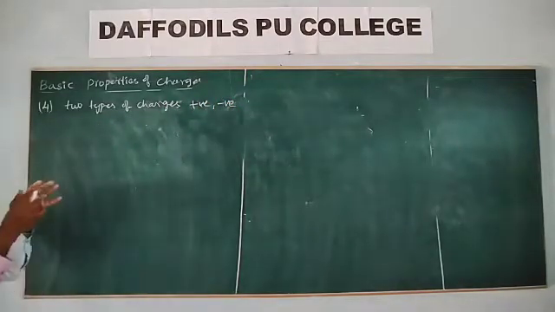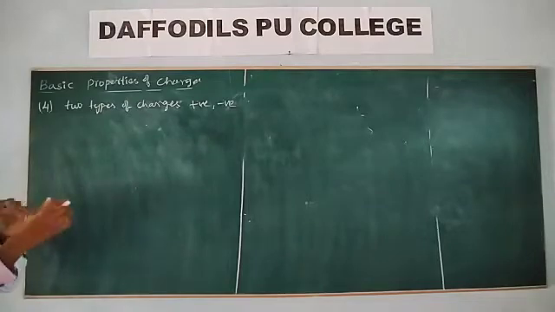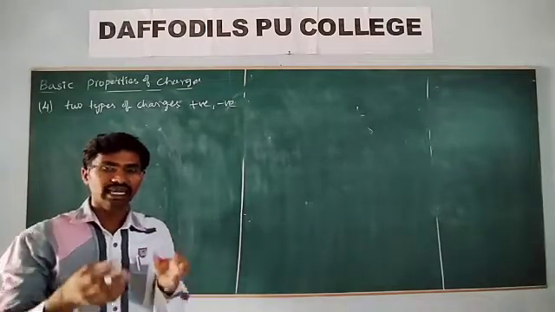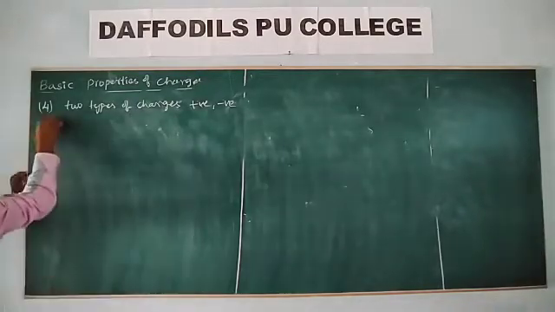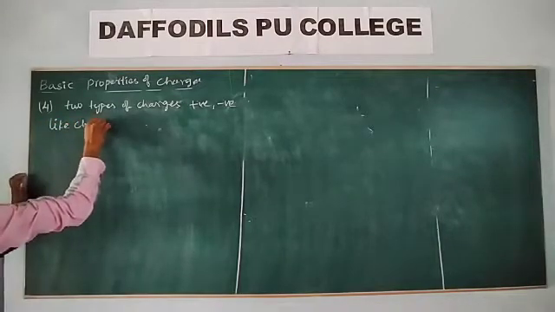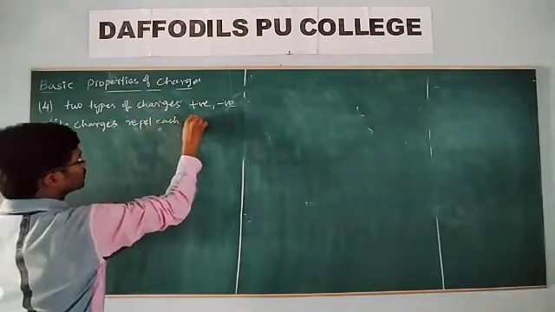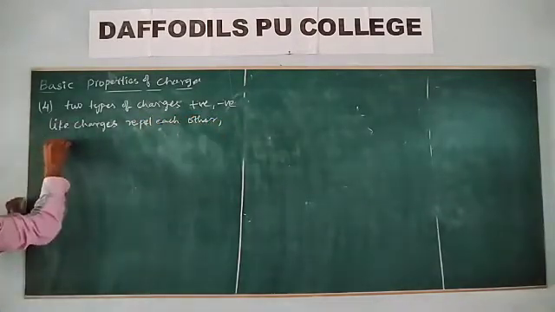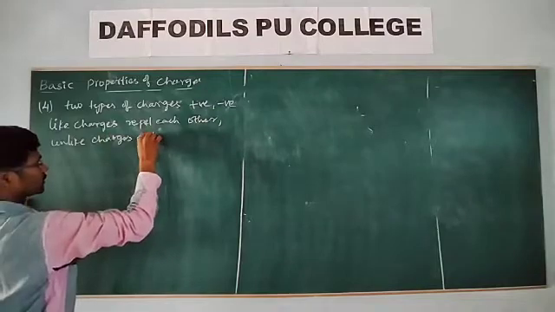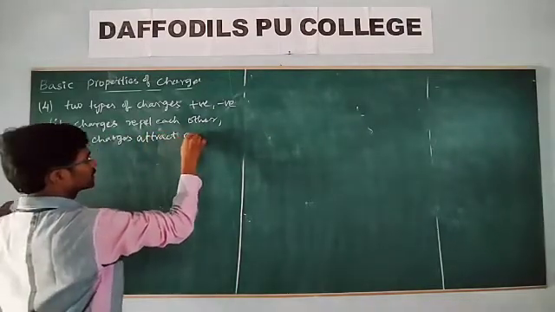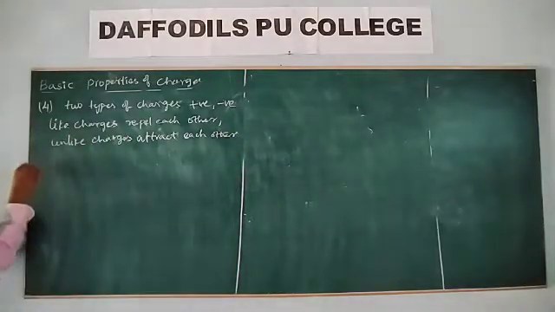And remember, when positive charges are kept nearer to a positive charge, or negative charges nearer to a negative charge, they will be repelled. That means like charges repel each other. Whereas a negative charge is attracted by a positive charge. Like charges repel, unlike charges attract each other.